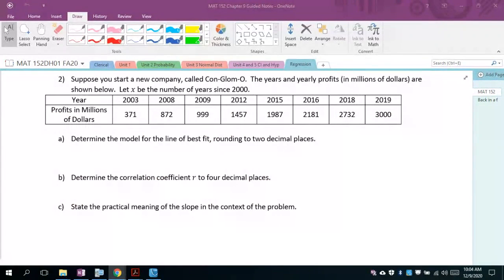So I'm going to record this now. Let's say you start a new company called Conglommo. The years and the yearly profits in millions of dollars. Now, when you have 1,000 million, that is 1 billion, FYI. And let X be the number of years since 2000. So we would have like 3, 8, 9, 12, 15, 16, 18, and 19.